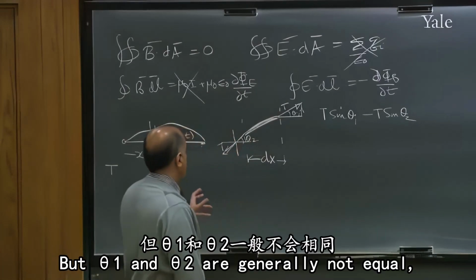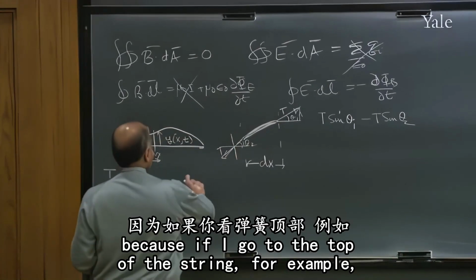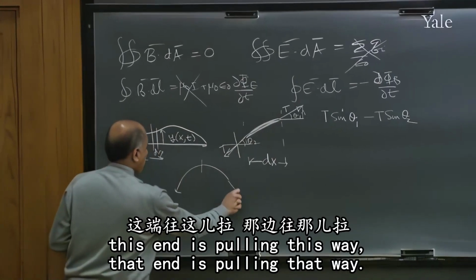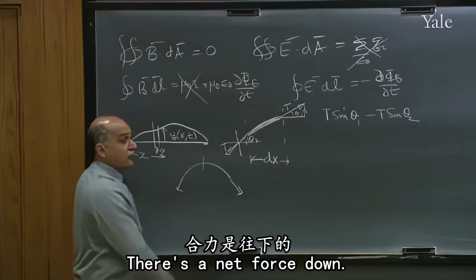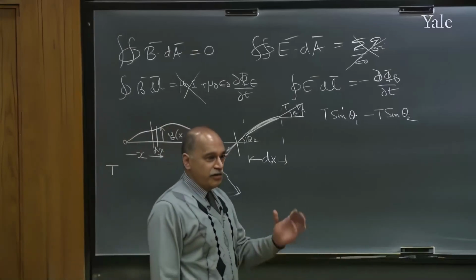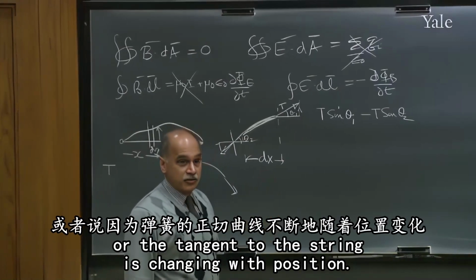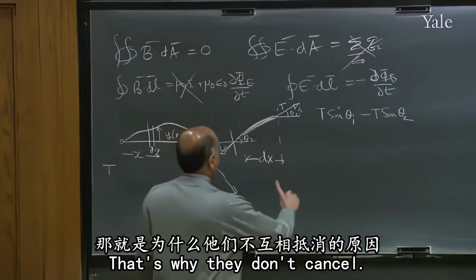But theta 1 and theta 2 generally are not equal, because if I go to the top of the string, for example, this end is pulling this way, that end is pulling that way, there's a net force down. So you have a net force because this angle or the tangent to the string is changing with position. That's why they don't cancel.